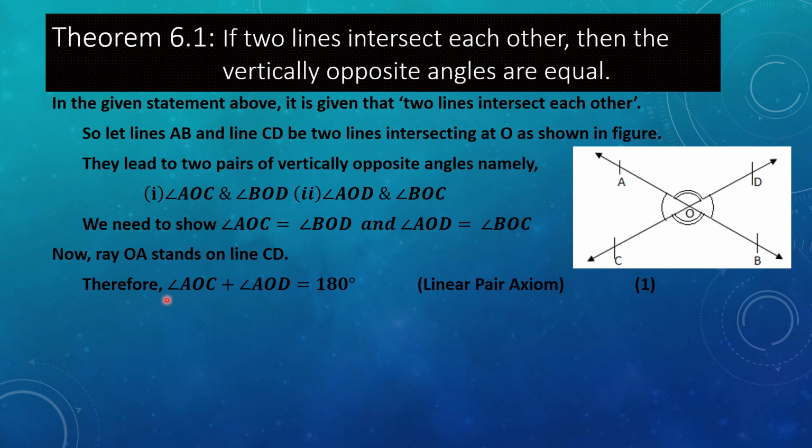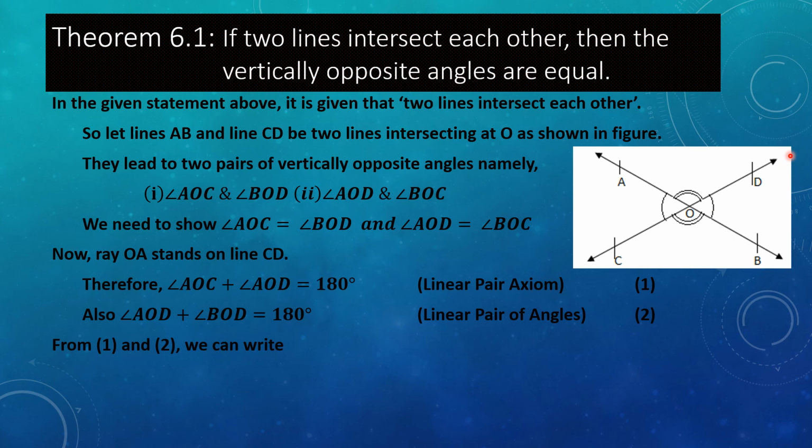So I can write AOC plus AOD is equal to 180 degrees. This is the linear pair axiom we studied previously, axiom 6.1. When two adjacent angles stand on a straight line, then their sum is 180 degrees. Here AOC and AOD is 180 degrees. Also, AOD plus BOD will be 180 degrees.